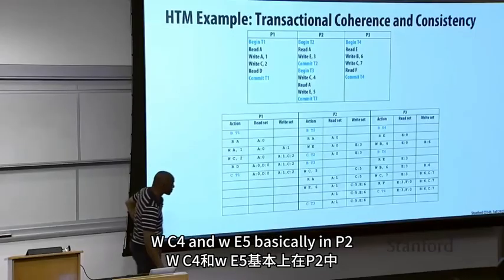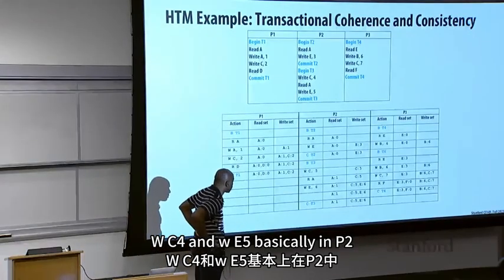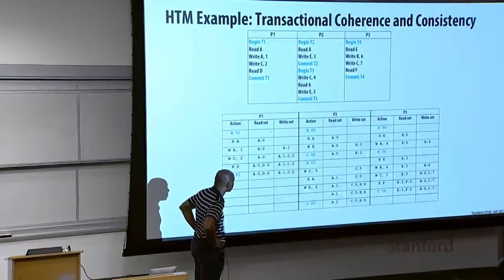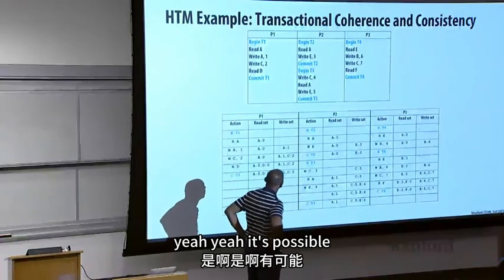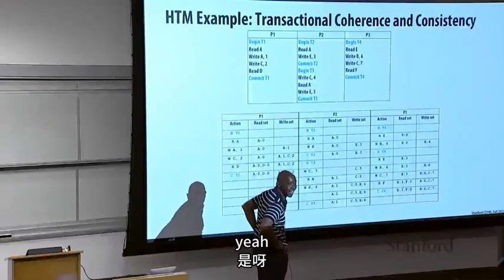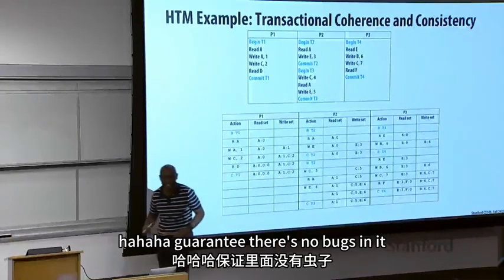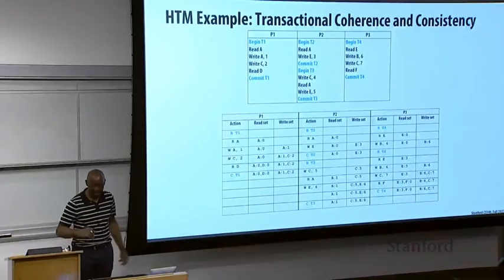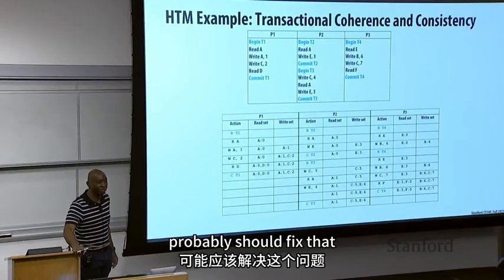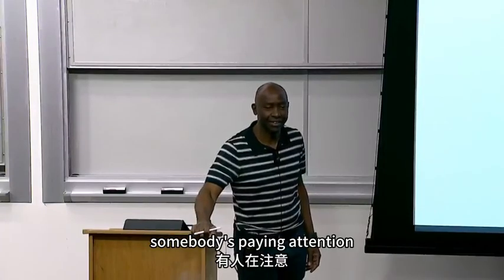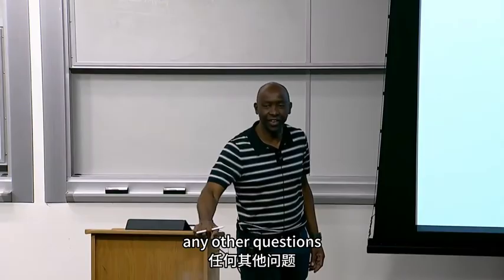WC4 and WE5 basically in P2, like based on the code that we have. Yeah, it's possible. I won't guarantee there's no bugs in there. Yeah, probably should fix that. So, somebody's paying attention. Any other questions? All right.